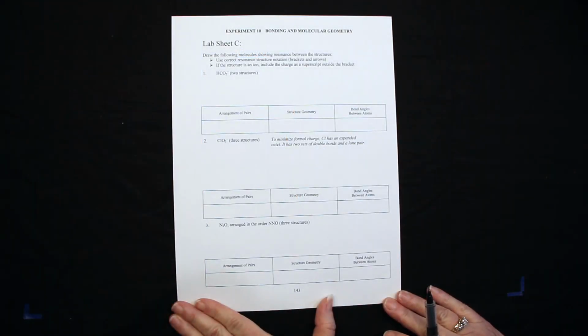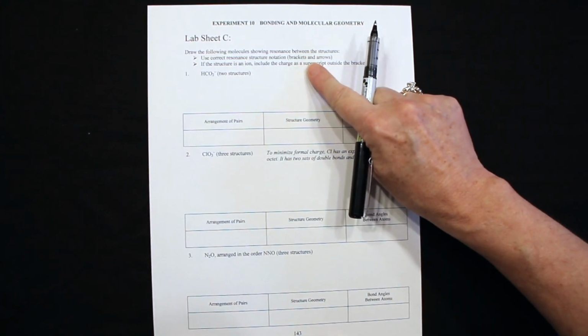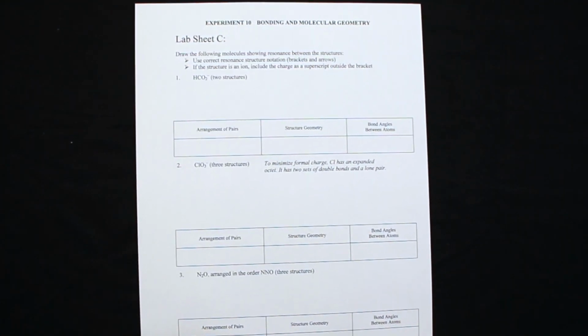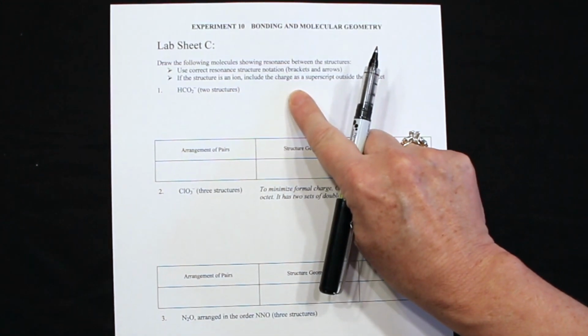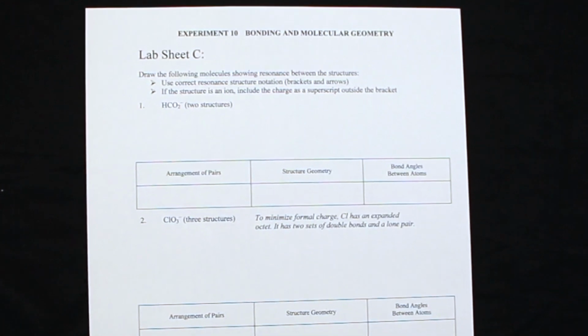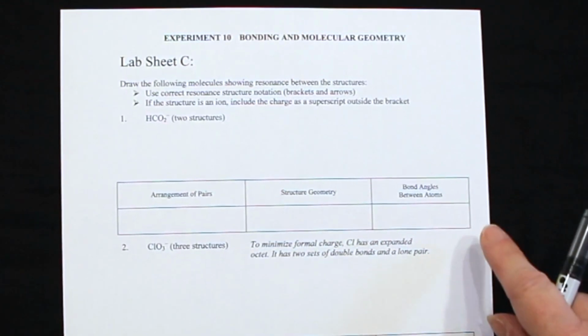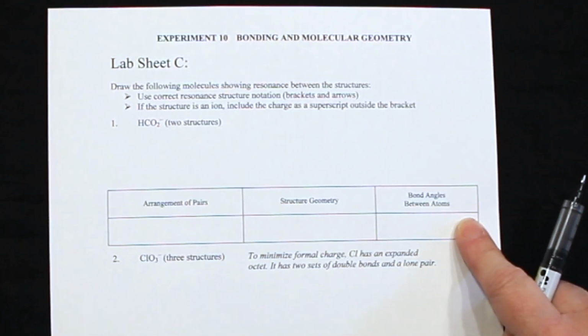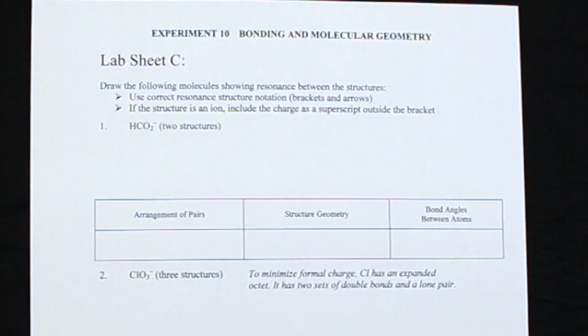In lab sheet C, you need to draw the correct resonance structures using the correct brackets and the arrows, and then if the structure is an ion, please include the charge as a superscript outside the bracket. After this, we'll determine the arrangement of pairs, the structure, geometry, and then the bond angles between the atoms. Let's do the first one together.